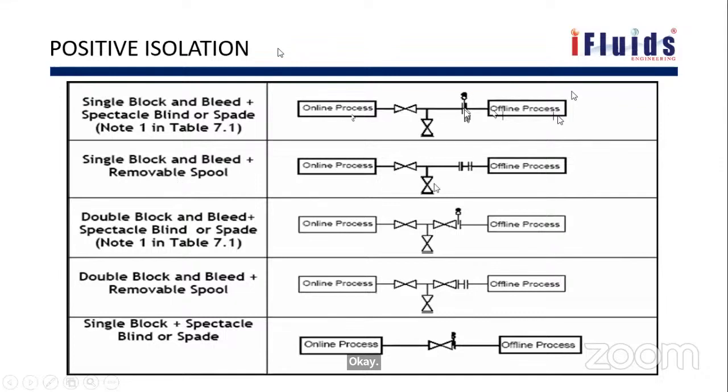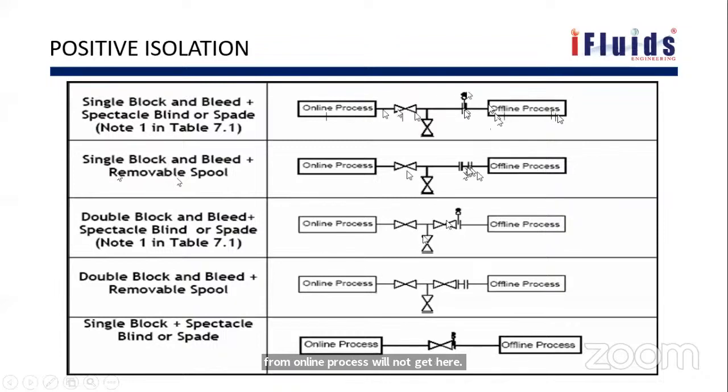It is like we'll close the valve, we'll remove the spool. So here the connectivity is disconnected in the second example. So this again gives a positive isolation, that is, fluid from the online process will not get here. Double block bleed plus spectacle blind.